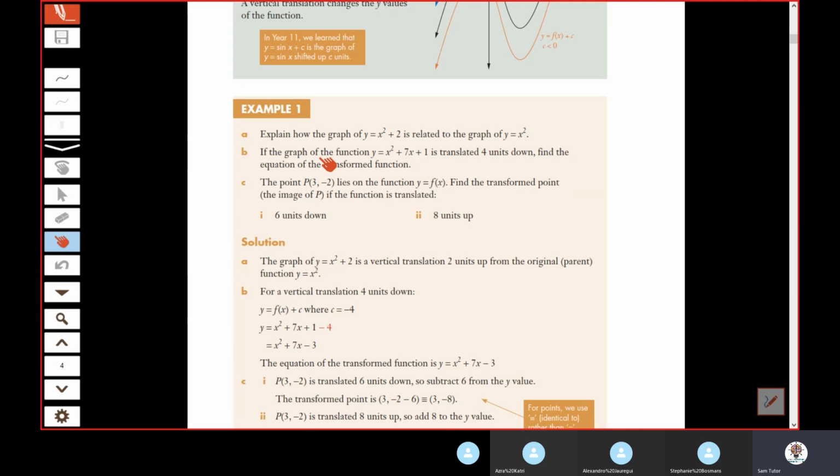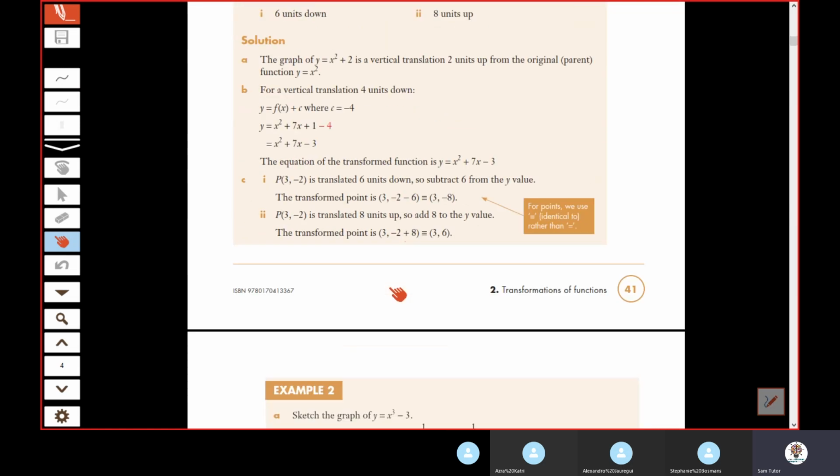For questions like this, if the graph of the function y equals x squared plus 7x plus 1 is translated 4 units down, you just get this whole function and you take away 4. So it'll look like this here. y equals x squared plus 7x plus 1, minus 4. And that would be your new function, of course.